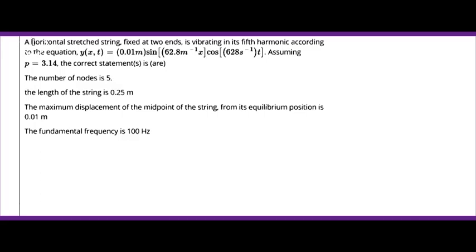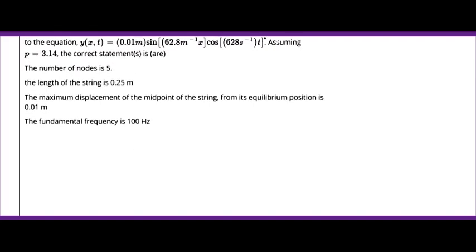Hello students, our question is: a horizontal string fixed at both ends is vibrating in its fifth harmonic according to the equation, and we are given the equation here. Assuming pi is equal to 3.14, we have to find which of the following statements are correct. So we start by drawing the wave, and we know that it is oscillating in its fifth harmonic. So we draw it like this.